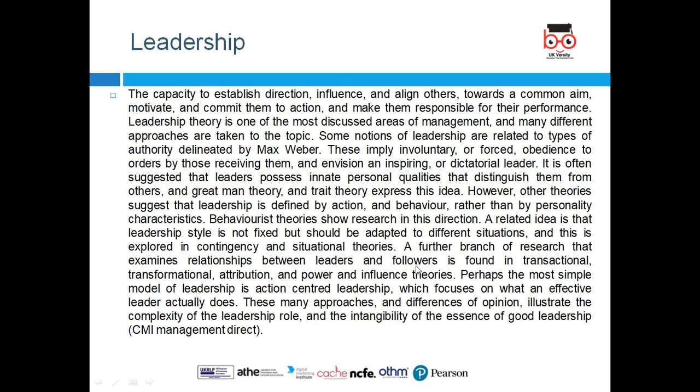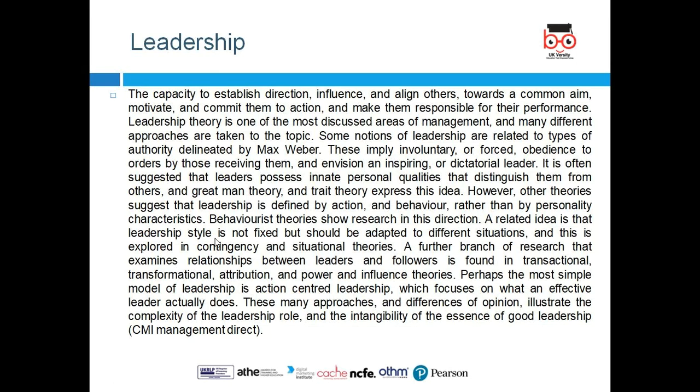Behaviorist theories such as research into direction. A related idea is that leadership style is not fixed. It should be adapted to different situations. So a leader can use different styles in different situations. Some call it the contingent theory. The leaders are contingent, depending upon the situation, like contingency planning.